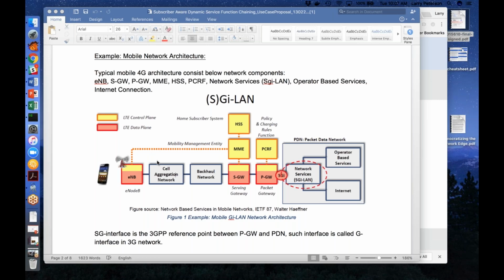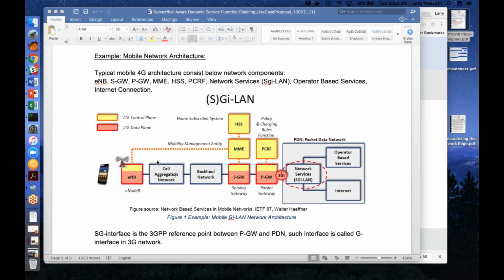So just a quick calibration relative to other CORD related work that we know about. This is at the granularity of individual subscribers as opposed to classes of subscribers, which by another name might be called a network slice.